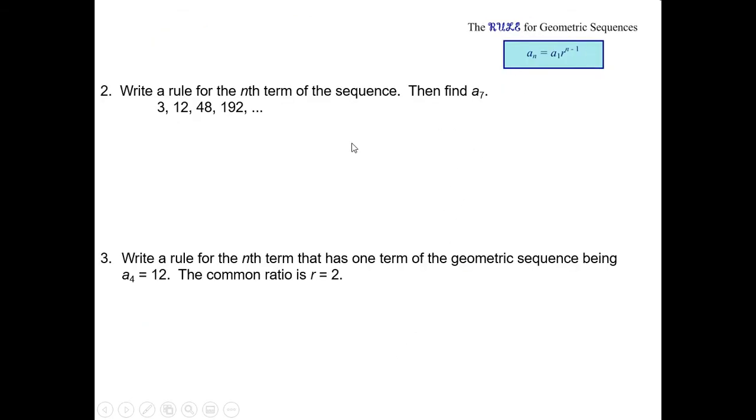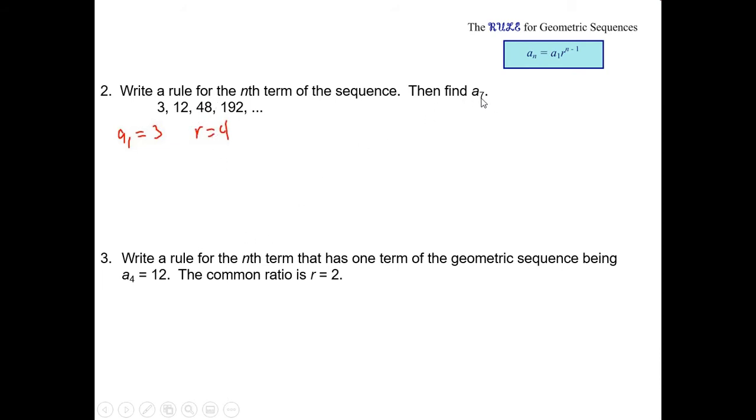So the rule, we've got it up there. Now, write a rule for the nth term of this sequence and find a sub 7. Let's take a look. It looks like our a sub 1 is 3, and it looks like our ratio is 4. 12 divided by 3 is 4, and 48 divided by 12 is 4.